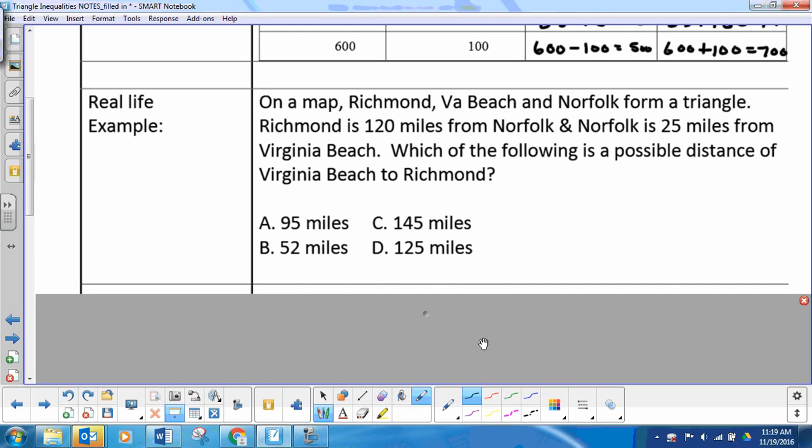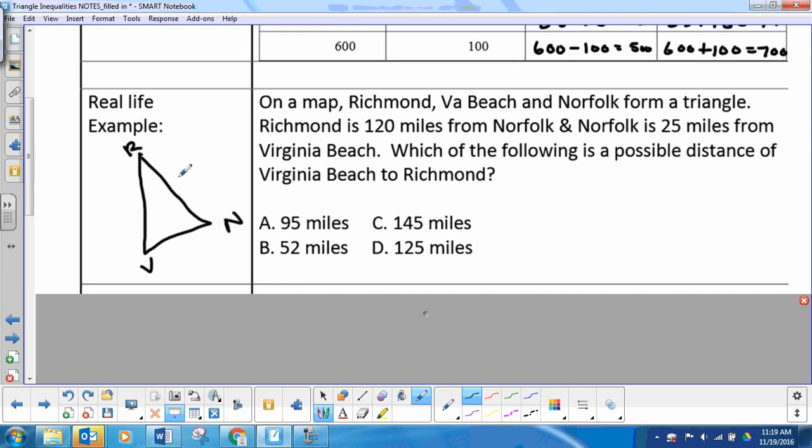Which of the following is a possible distance of Virginia Beach to Richmond? So let's go ahead and draw a triangle to kind of designate where they're talking about. These three cities might live on a map. And let's name each of the vertices based on the first letter in the city. So there's Richmond, there's Norfolk, and there's Virginia Beach.